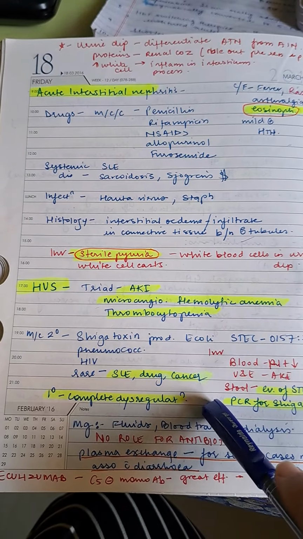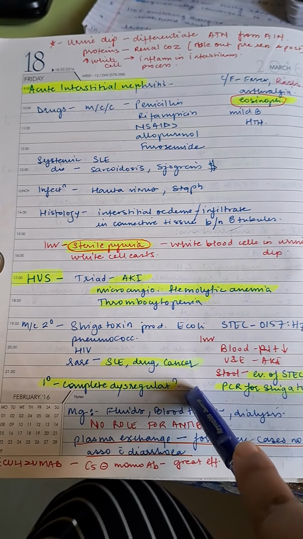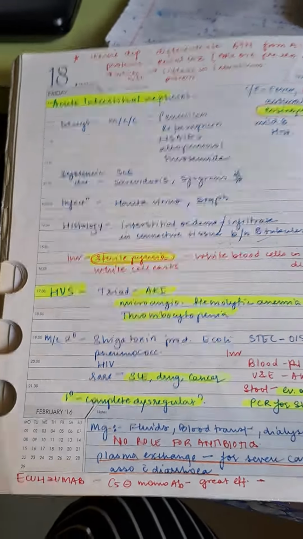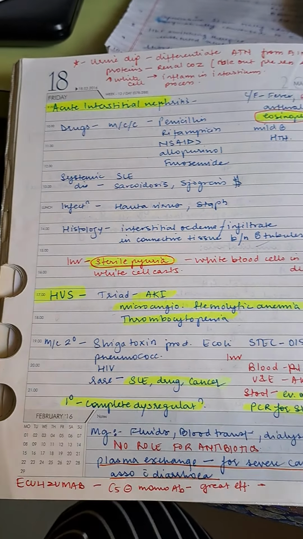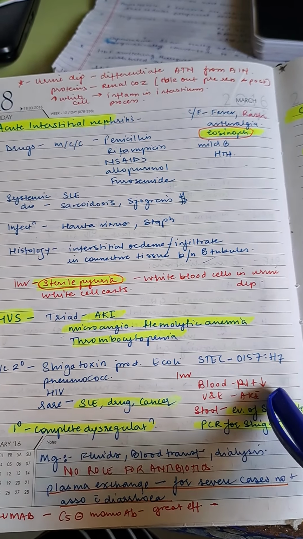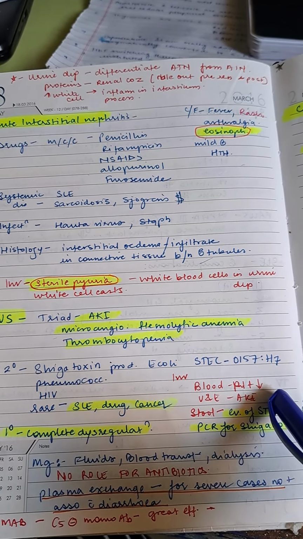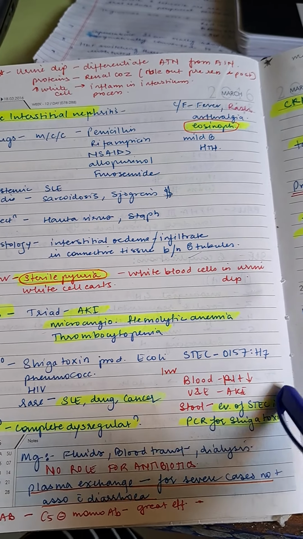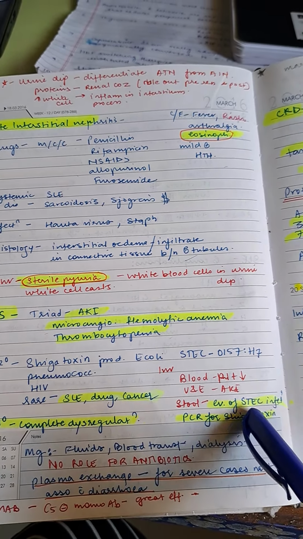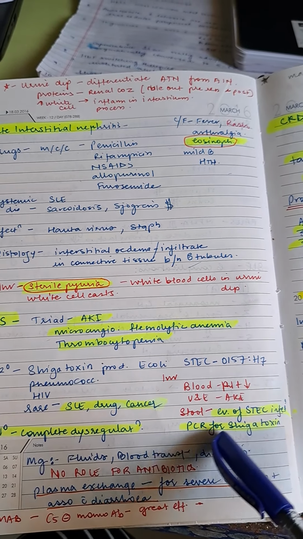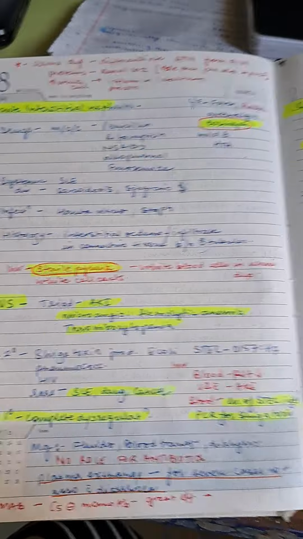There is primary complement dysregulation of the kidney. Investigation: blood, platelets decrease, this is important to diagnose. Urine and electrolyte analysis shows AKI. Stool: evidence of STEC infection, PCR for Shiga toxin you can do.